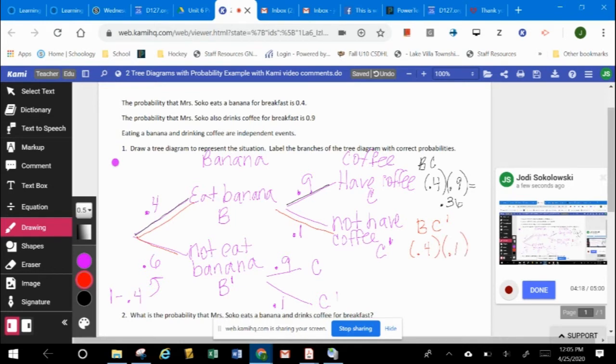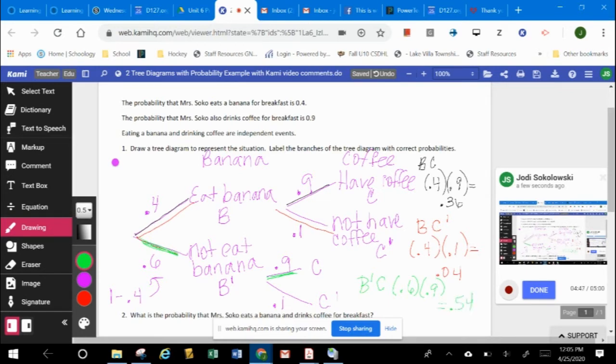So 0.4 times 0.1 is giving me 0.04. And then I have to do the same thing down here. Let's go green. Not eat banana, have coffee. So not eat banana, have coffee is 0.6 times 0.9. So 0.6 times 0.9 is 0.54 or 54%.